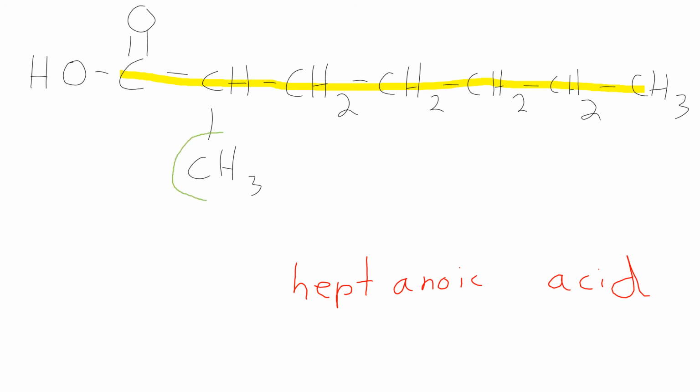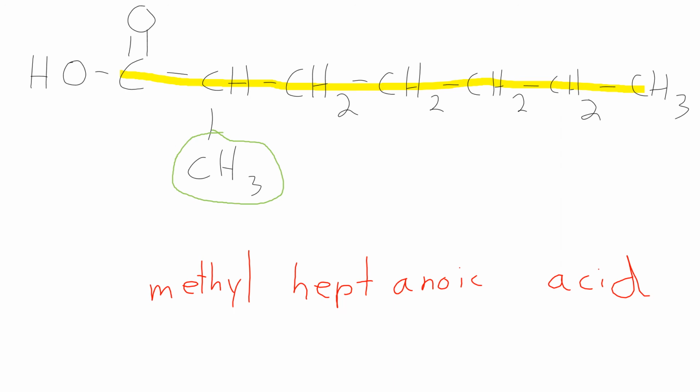We do have a branch. I'm circling the branch here in green. It is a single carbon branch, so that makes it a methyl branch. So we want to get that into the name. We would have a methyl heptanoic acid. And now we would have to describe the location of the branch. Remember, we don't need to describe the location of the functional group because that's always on position 1, but we have to use that fact in order to describe the branch location.